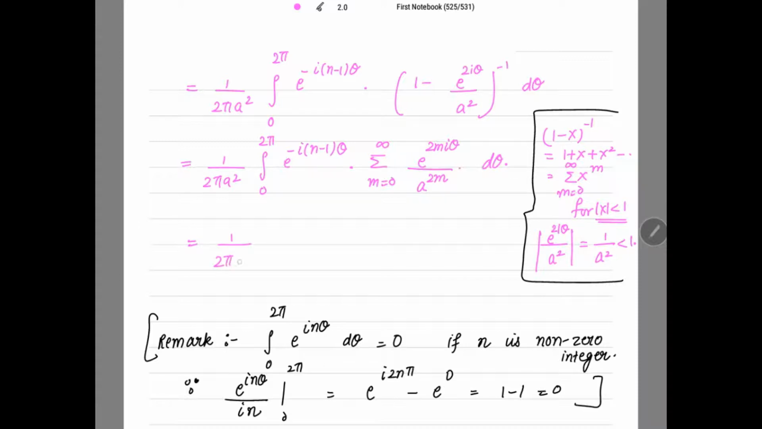1 over 2 pi a square, summation, I am going from 0 to infinity, integral 0 to 2 pi, e to the power minus iota (n minus 1) theta into e raised to the power 2m iota theta over a raised to the power 2m, d theta. The convergence being uniform.